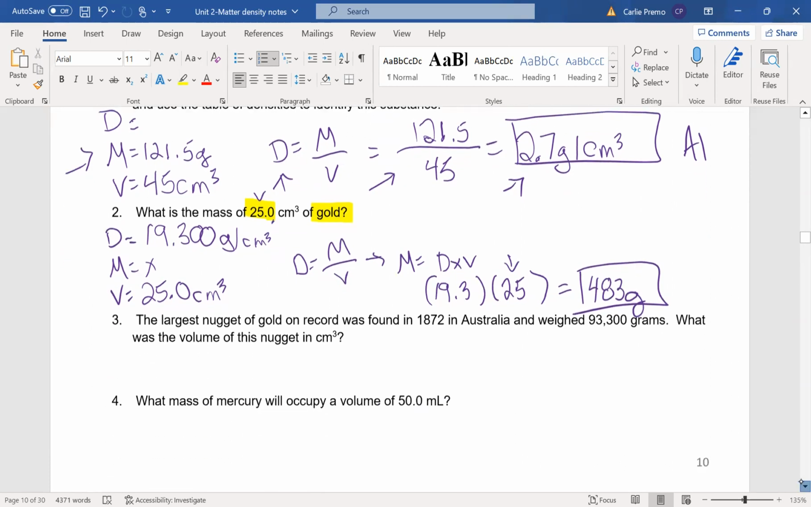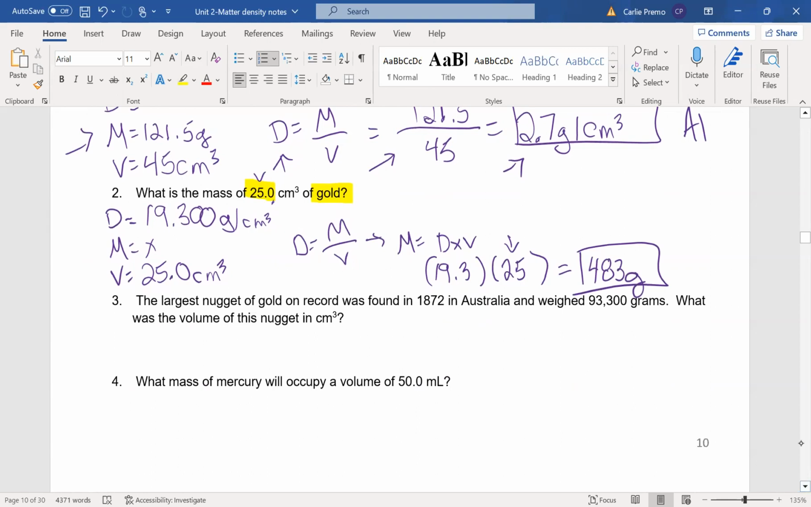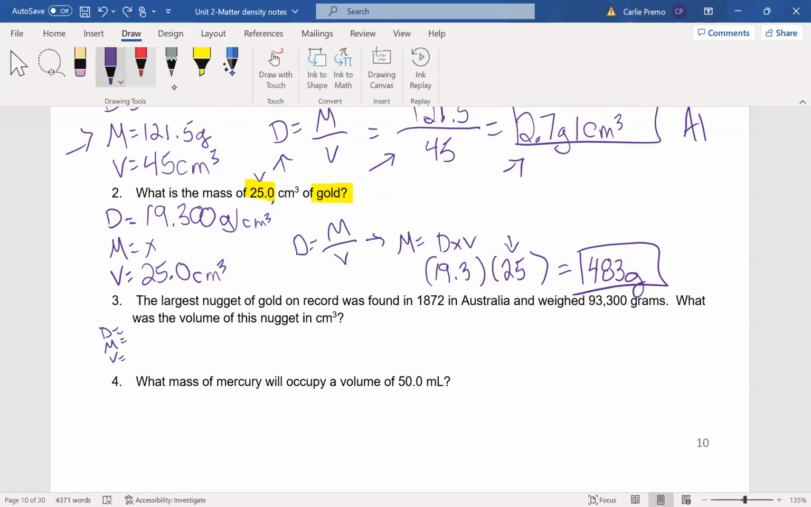Okay, and then I'll do one more down here for volume. So again, D, M, V. Again, a gold nugget here. This is just bonus information, and then we get a mass. So we're looking at the volume. So density, we know, is still 19.3 from the table, and grams is the other thing we have, 93,300. And then we're solving for volume.